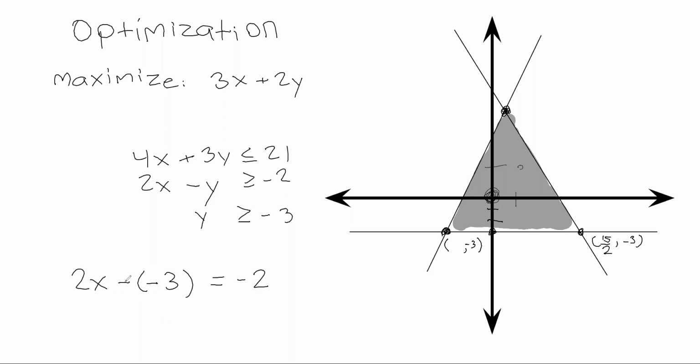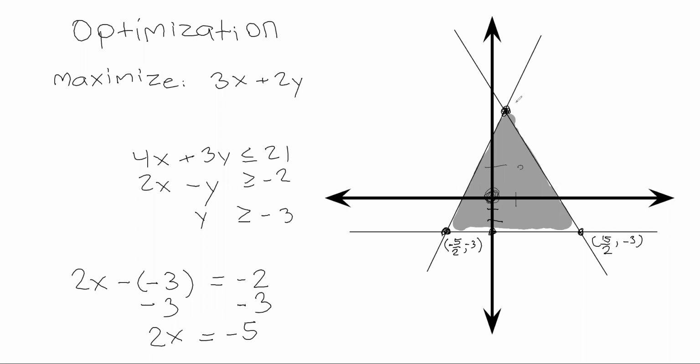So we can start by subtracting 3, because what we really have here is +3. So now we have 2x equals -5. Then if we were to divide both sides by 2, we would get x is -5 halves. So this would be the x coordinate of our other point along the base of this triangle, -5 halves, -3.